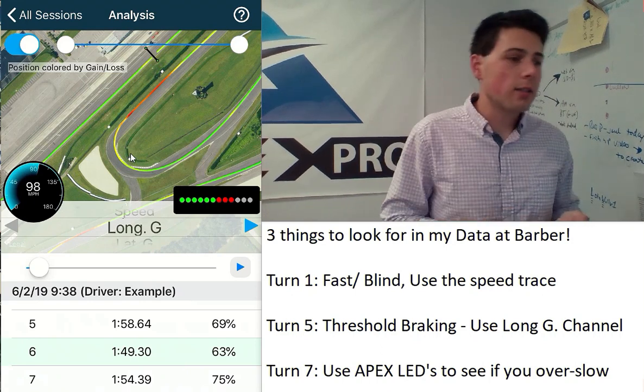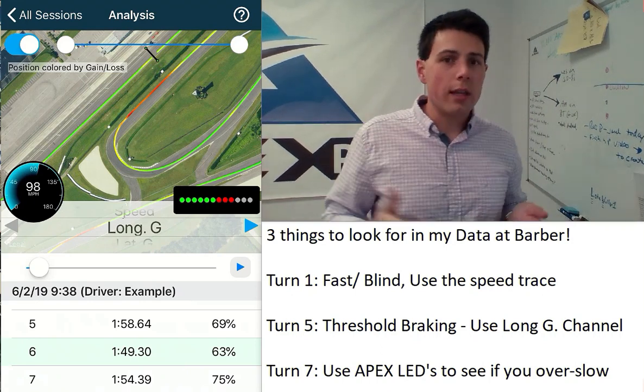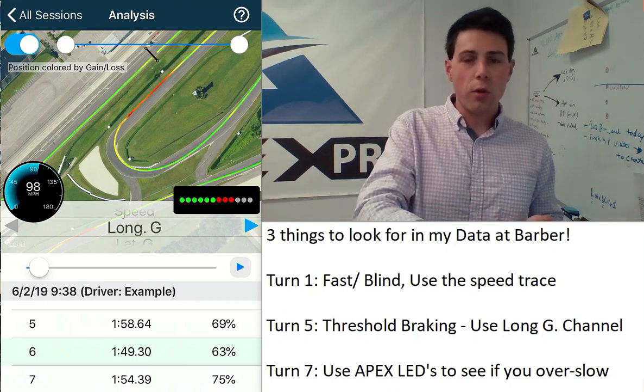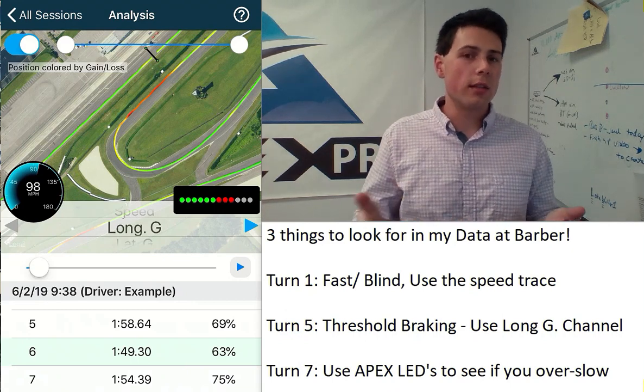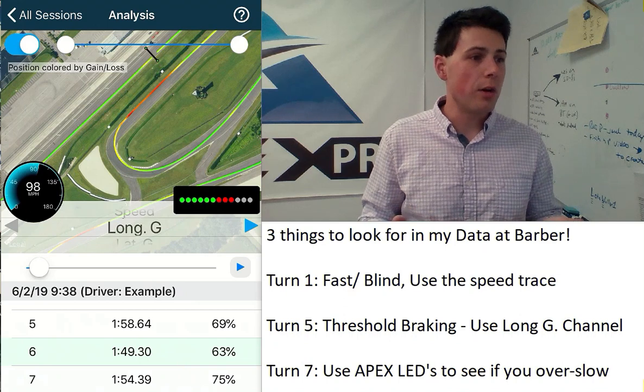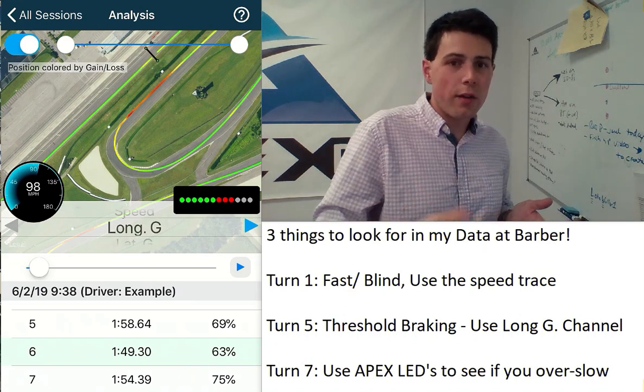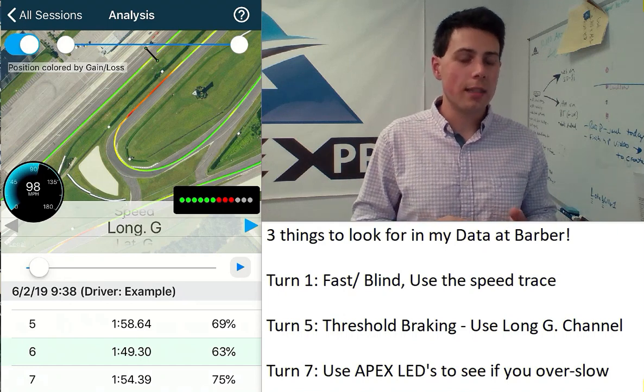All right, lastly, so that was turn 5, threshold braking. That's making sure that we're going straight to that brake pedal, almost putting it to the floor as hard as our tires and the braking system on the vehicle will allow us to slow, and then we're slowly releasing the pedal to help the car rotate in turn 5 so we can get a nice exit and accelerate hard.